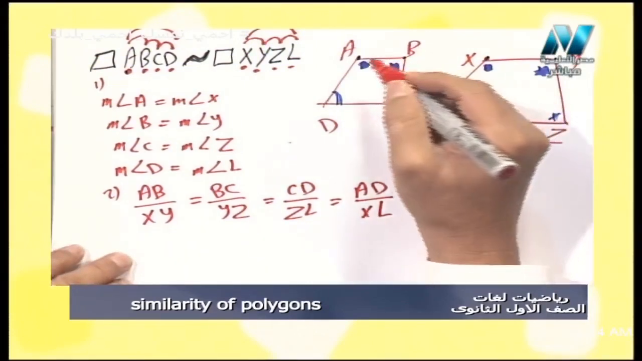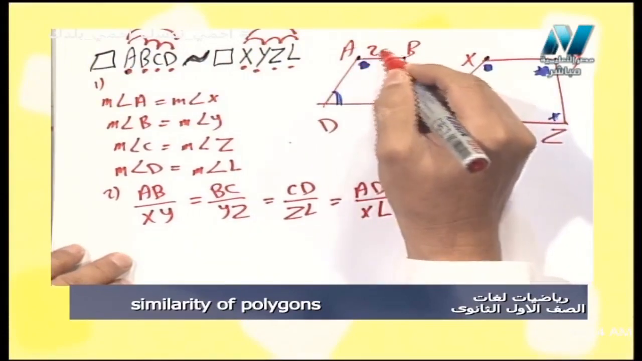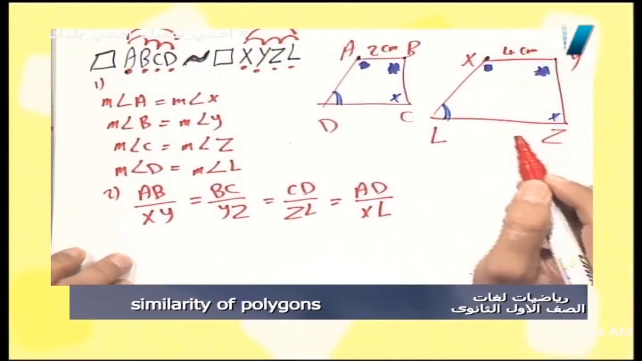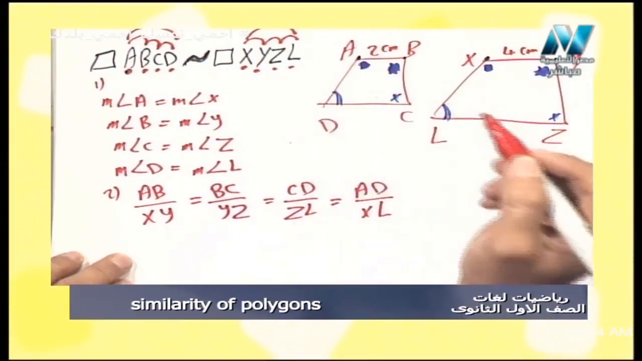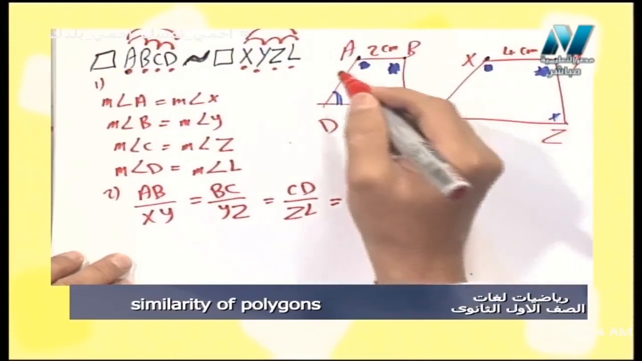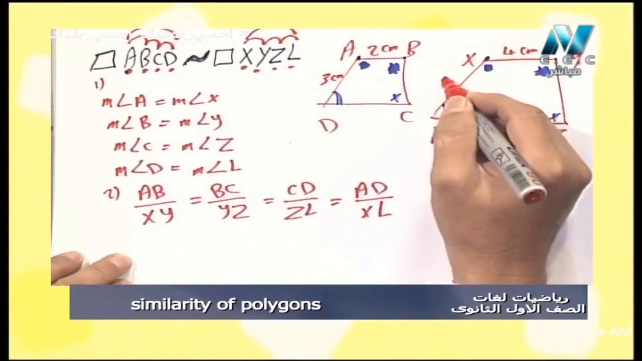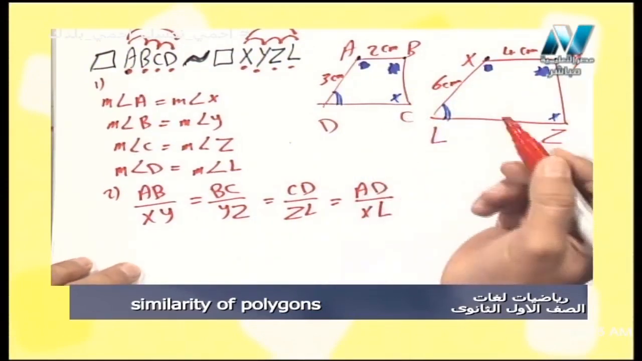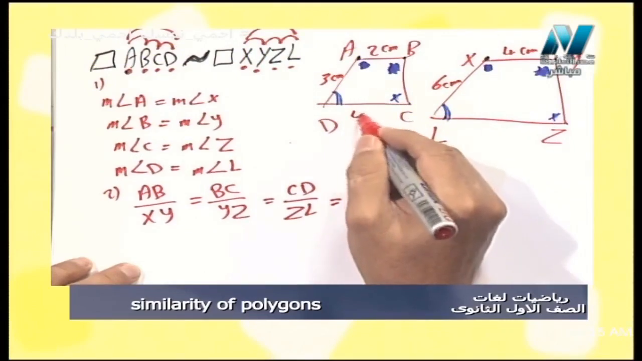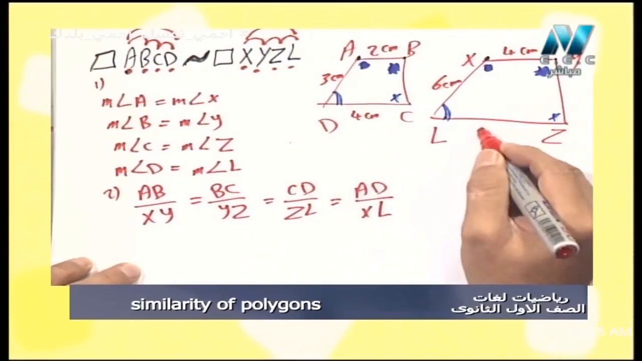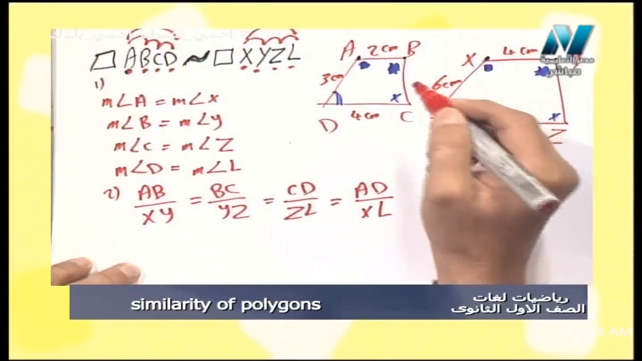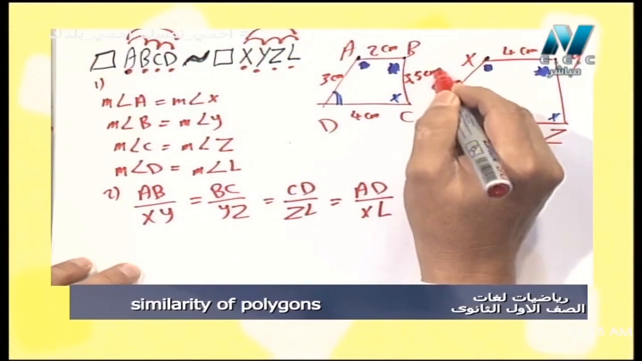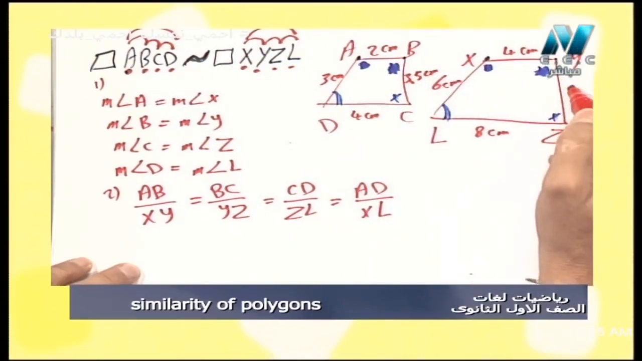If we have AB of side length 2 centimeters as an example, and XY is 4 centimeters, if AD equals say 3 centimeters, and XL equals 6 centimeters, DC equals 4 centimeters, and this is 8 centimeters, BC equals 3.5 centimeters, and YZ equals 7 centimeters.